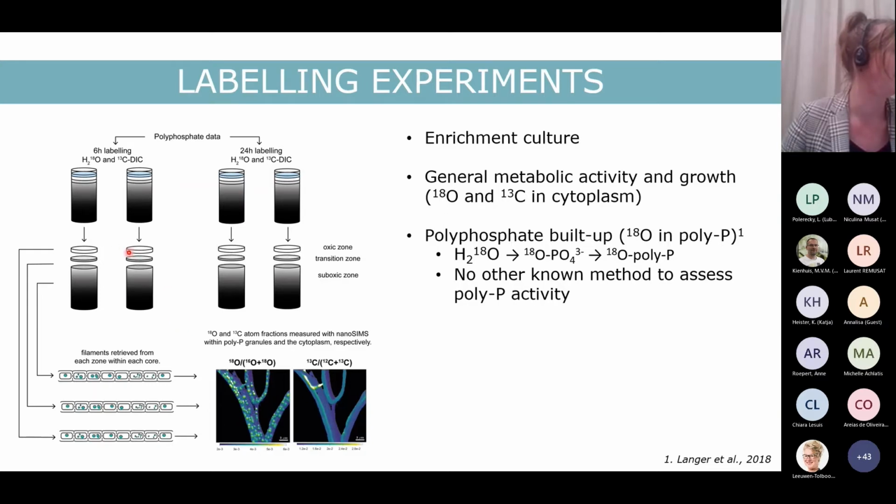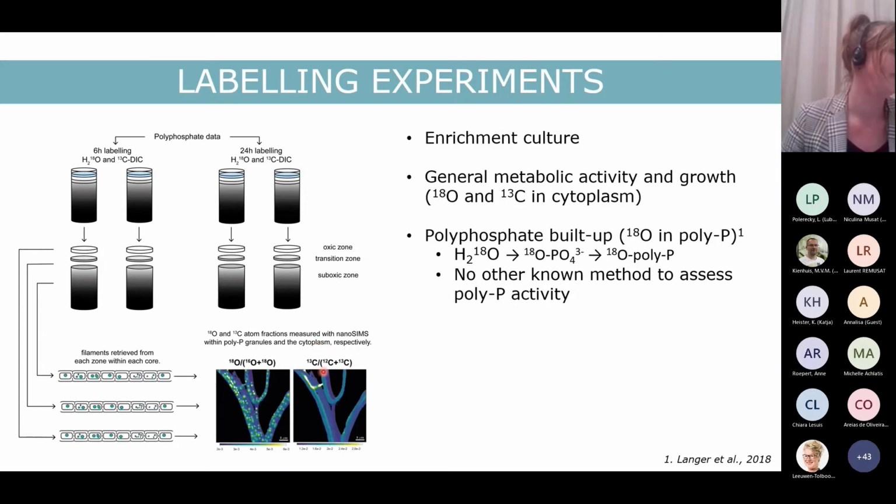So we divided them into the oxic zone, the transition zone, which is the zone a millimeter below the oxic zone, and a suboxic zone. So this transition zone is actually the top of the suboxic zone. And then we handpicked filaments again and measured them with SEM, but mostly with NanoSIMS. So we now got 18O atom fractions and 13C atom fractions.